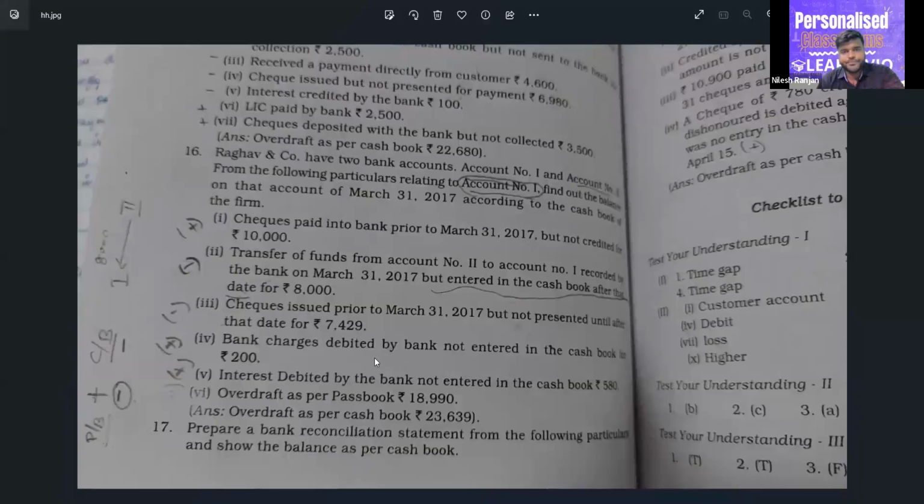Okay. Yes, sir. Now, the next is bank charge debited by bank not entered in the cash book, for 200. We won't record it, sir. Okay, bank charge is debited by the bank, so it is recorded in the passbook, and the passbook is decreased. Yes, sir. Now, if the passbook is decreased, then we have to increase it to make it equal.